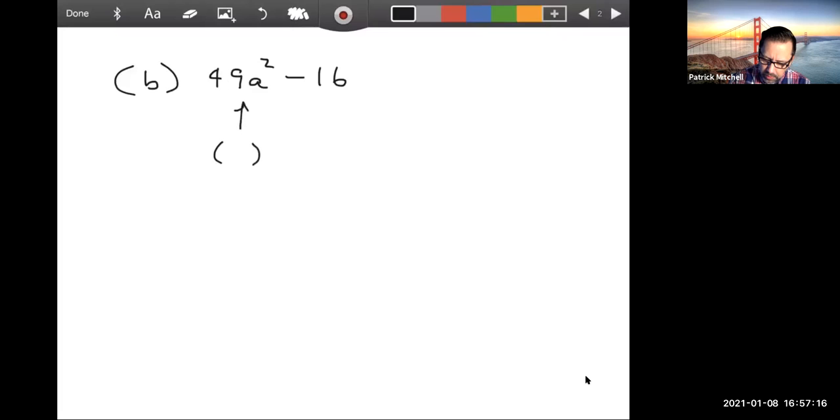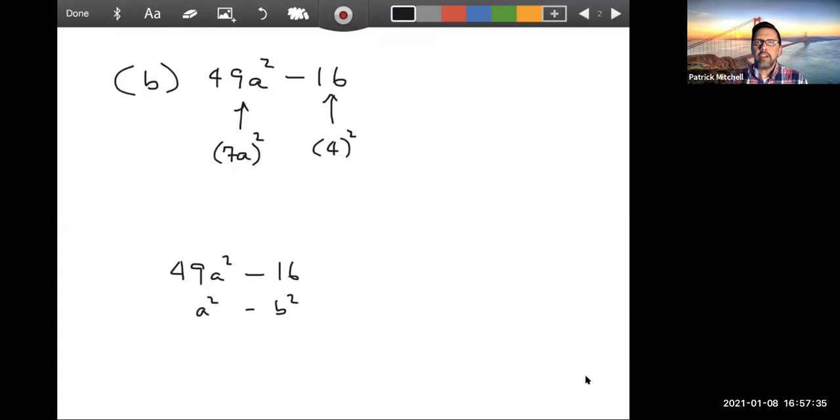What's being squared here is 7a. Don't forget the a. And what's being squared here is 4. All right, so once again, I'm factoring 49a squared minus 16, which has the form a squared minus b squared. I forgot to write down who's playing a, who's playing b. So playing the role of a is 7a. Playing the role of b is 4.